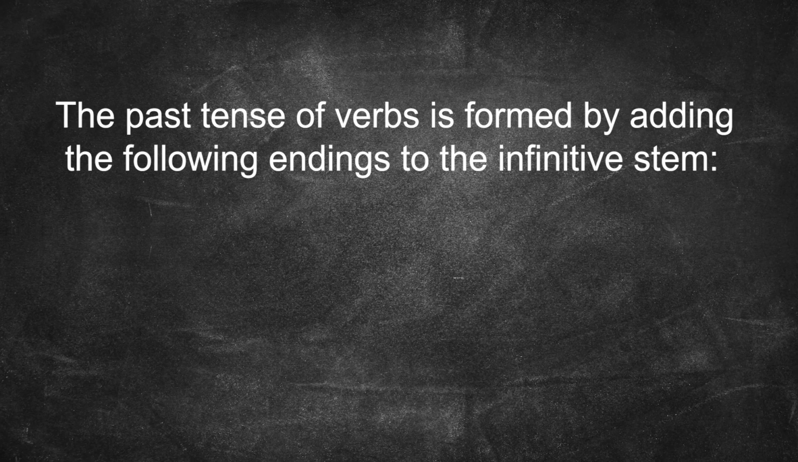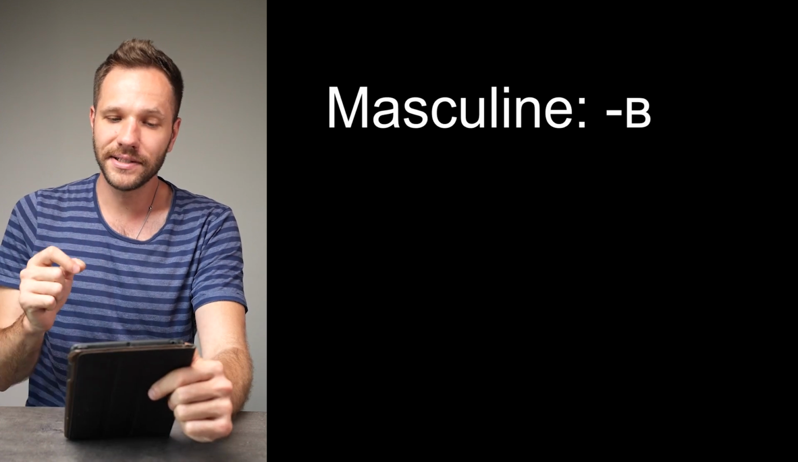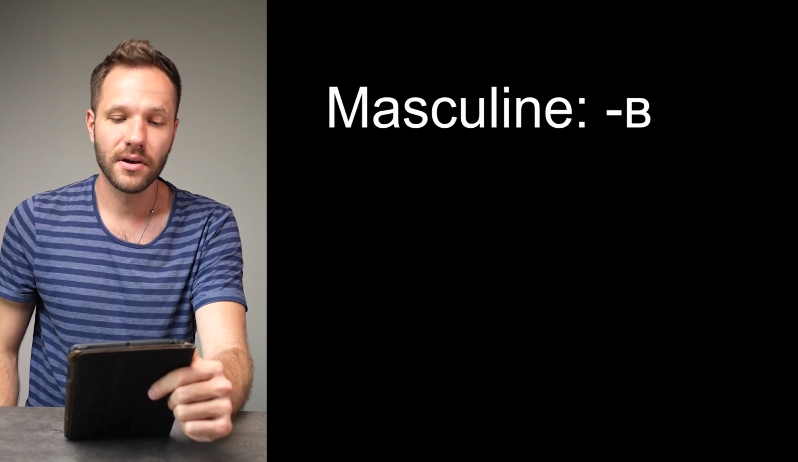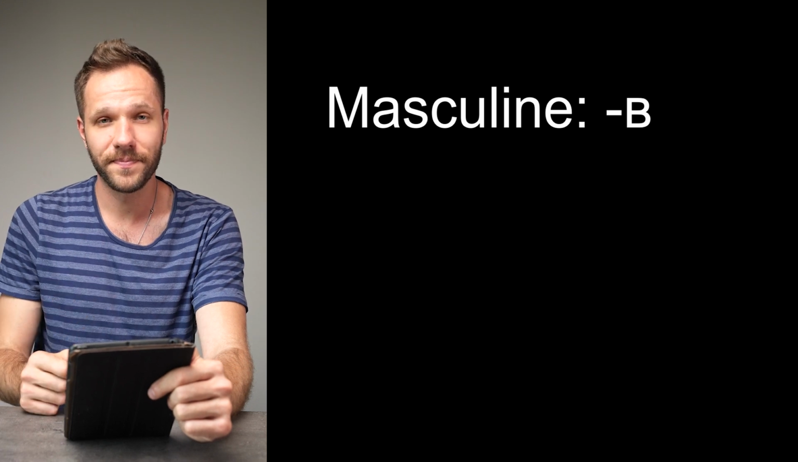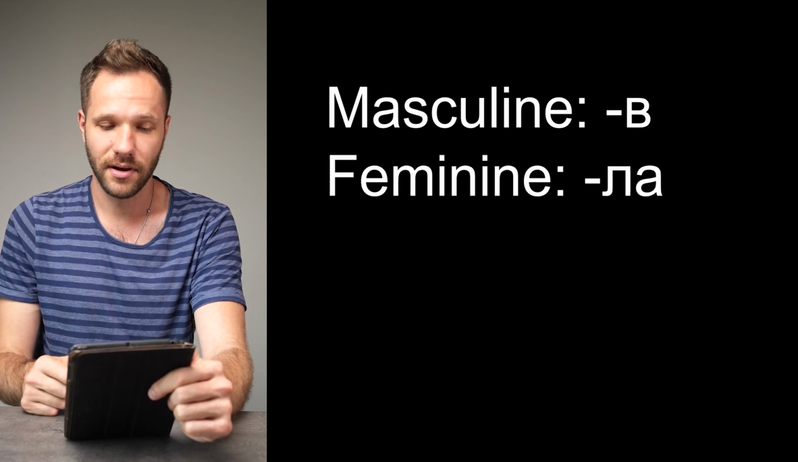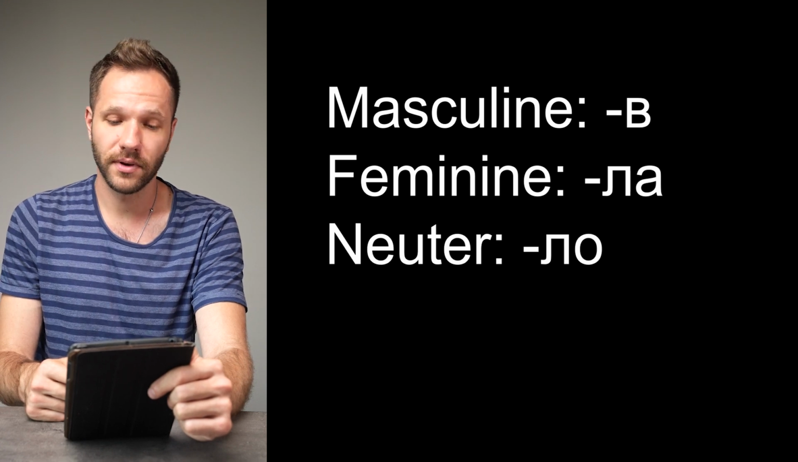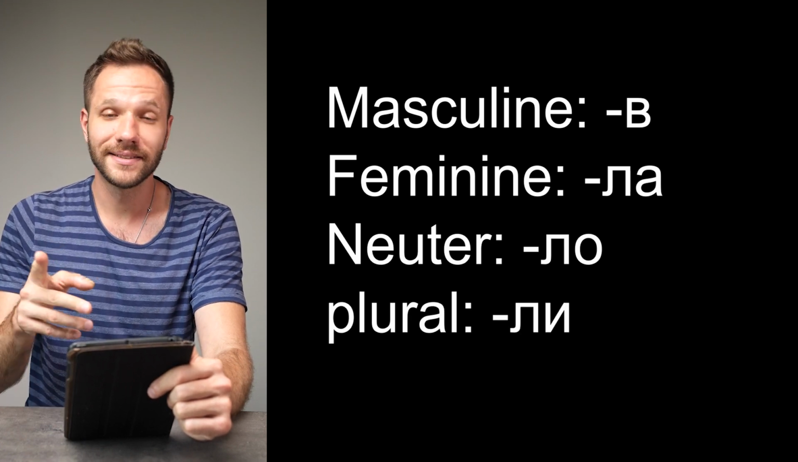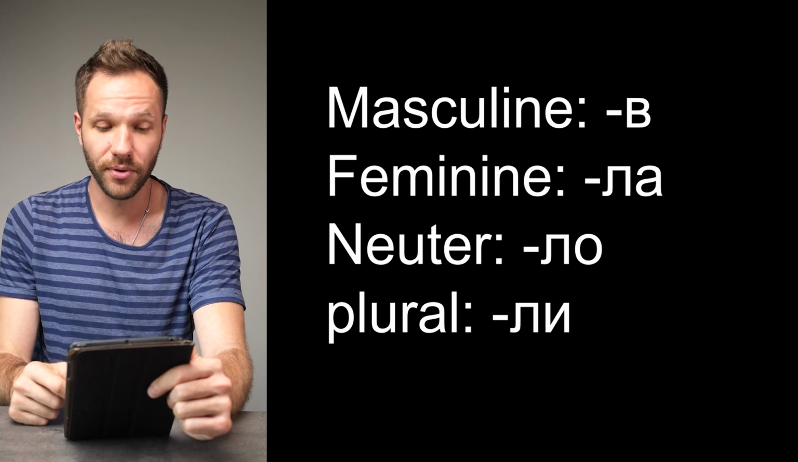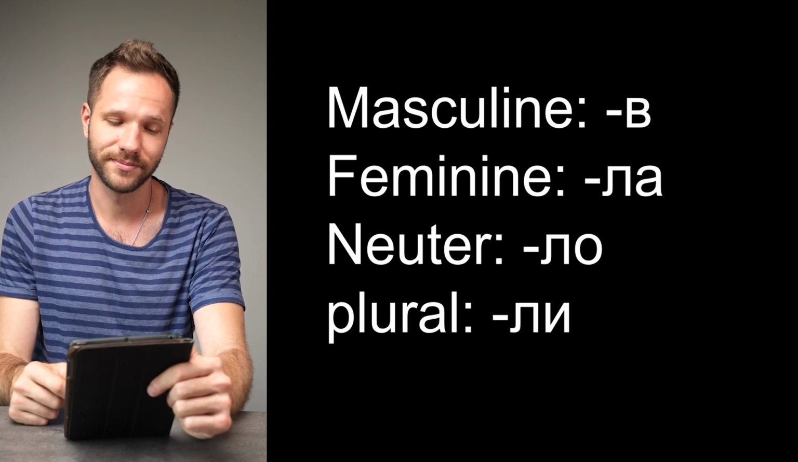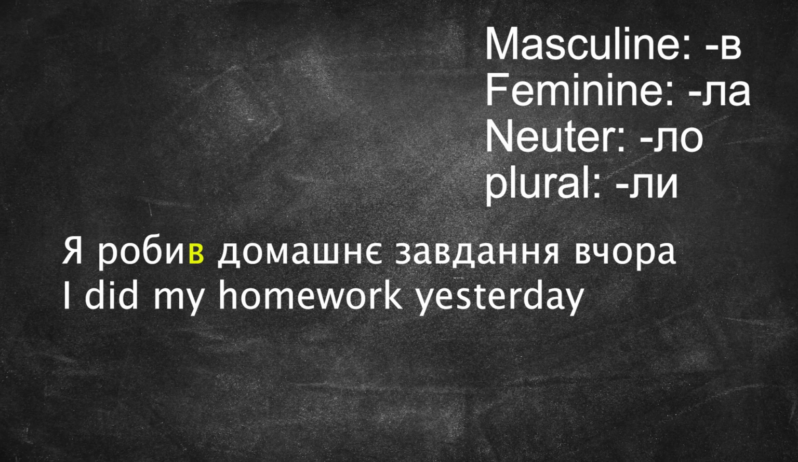The past tense of verbs is formed by adding the following endings to the infinitive stem. So, take your pencils and pens and write down. Ending v for the masculine, ending la for the feminine, and ending lo for the neuter, and ending li for the plural of all three genders. Я робив домашнє завдання вчора.